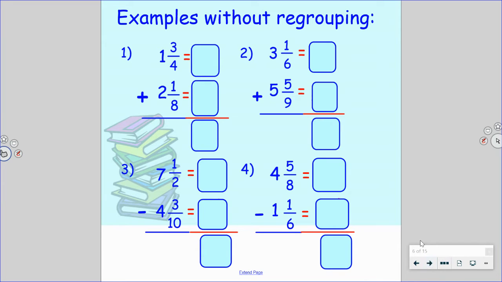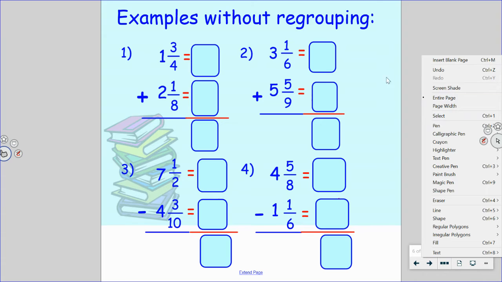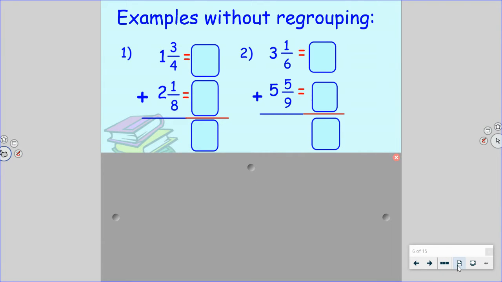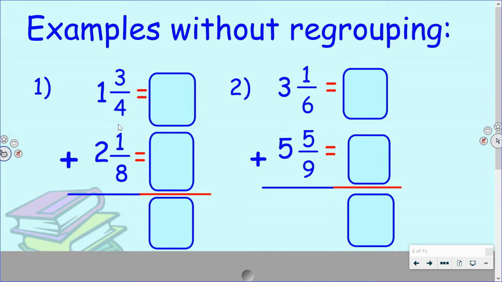And here we go, folks. So examples without regrouping. Let's just look at one example at a time. I'm going to go ahead and put a screen shade up. And we're going to focus on addition, right? So you cannot add fourths with eighths. Those are not the same size slice, but you can add eighths with eighths.